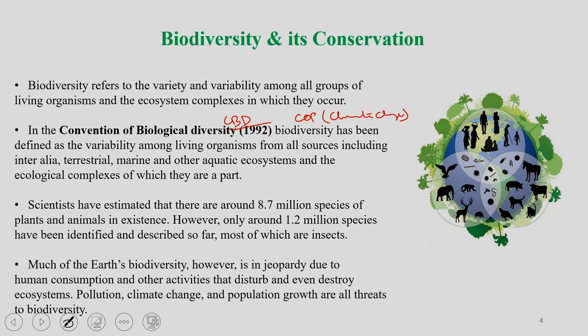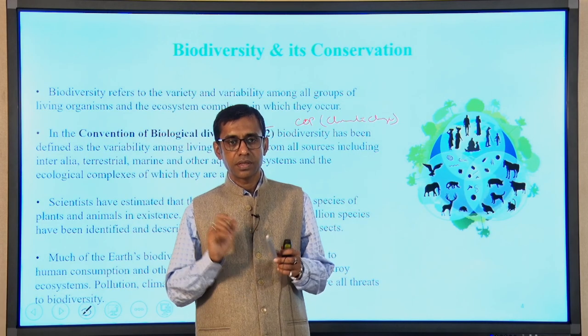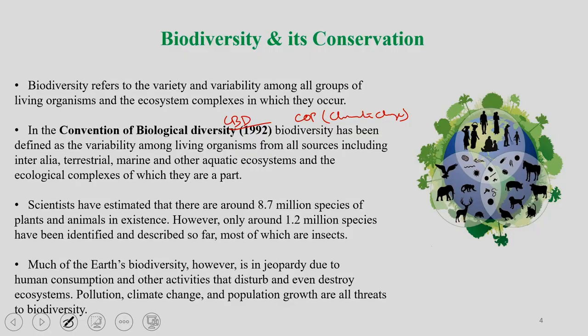Now, across the world, various ecological scientists have estimated that almost 9 million species of plants and animals exist on this earth. However, only around 1.2 million species have been identified and described till now, most of which are insects. Much of the earth's biodiversity, however, is in very bad shape. And the reasons for this are human consumption, anthropogenic activity, disturbance of the ecosystem, destruction of natural resources, pollution, climate change, and a high rate of population growth. These are all the threats towards biodiversity.